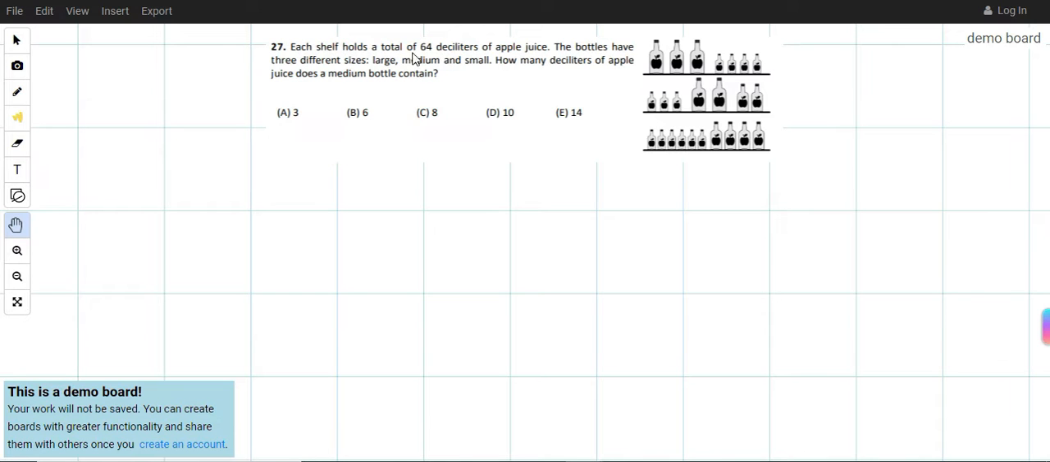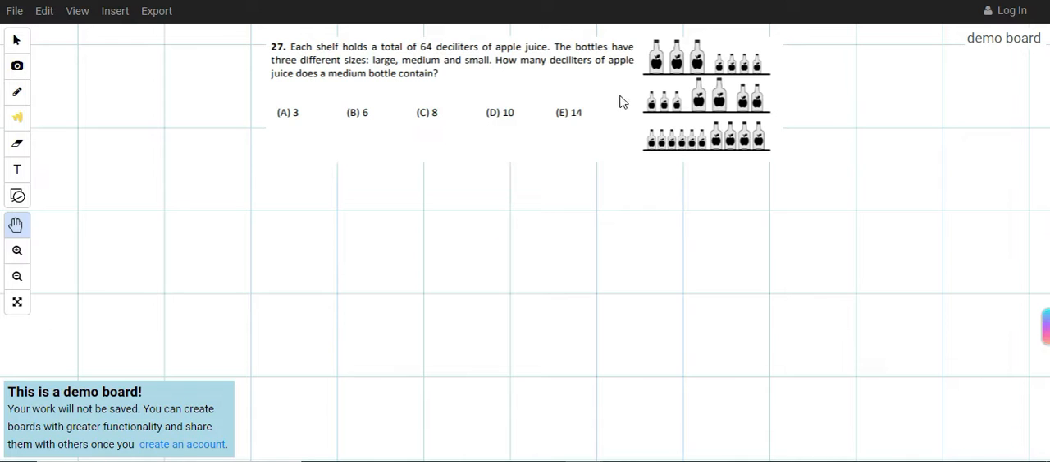Each shelf holds a total of 64 deciliters of apple juice. The bottles have 3 different sizes: large, medium, and small. How many deciliters of apple juice does a medium bottle contain? And the answer choices here are 3, 6, 8, 10, and 14.